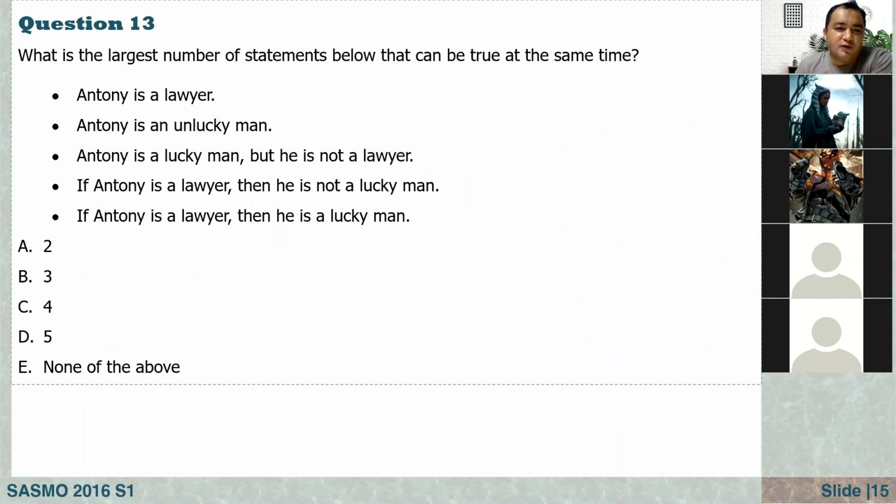Celine, read this question for us and explain to us, okay? Very easy question. I'm sure you can solve this question correctly. What is the largest number of statements below that can be true at the same time? Anthony is a lawyer. Anthony is an unlucky man. Anthony is a lucky man, but he is not a lawyer. If Anthony is a lawyer, then he is not a lucky man.